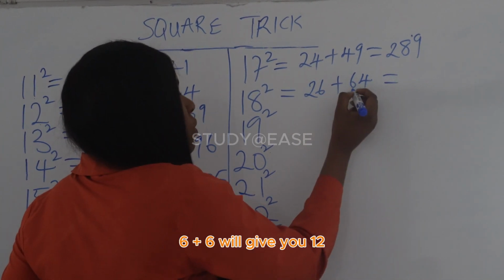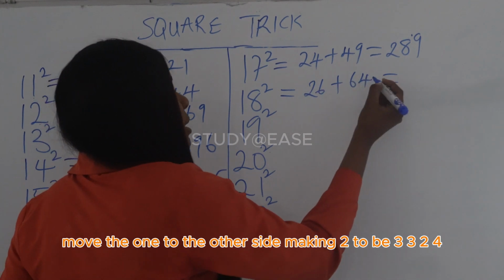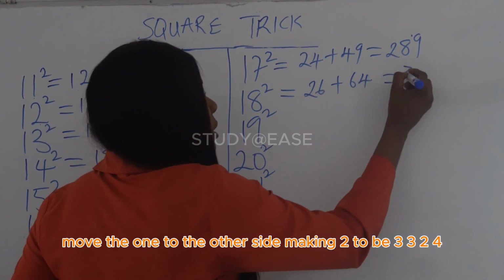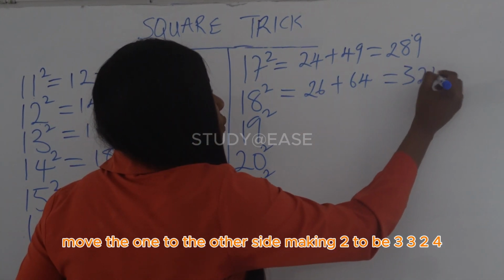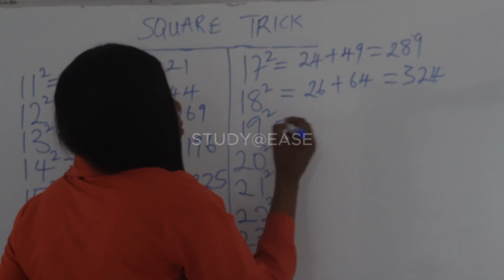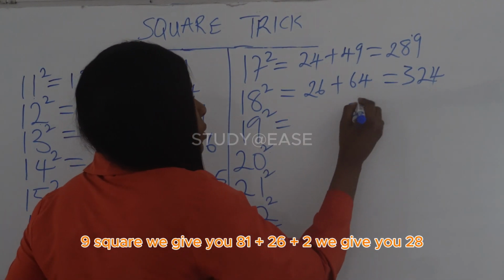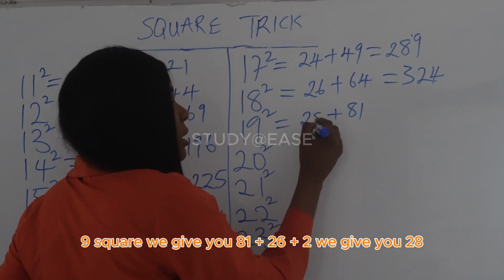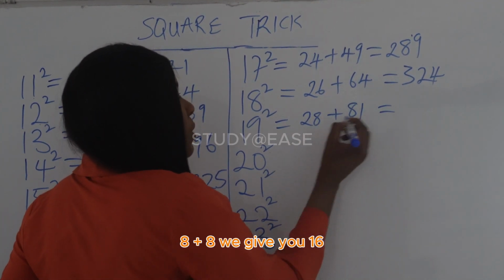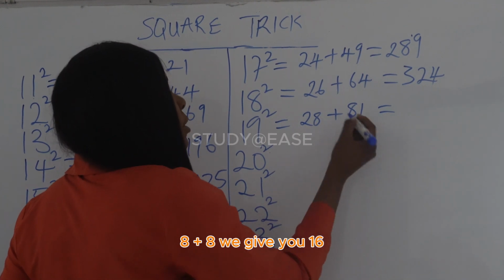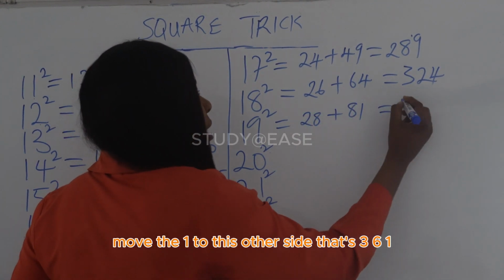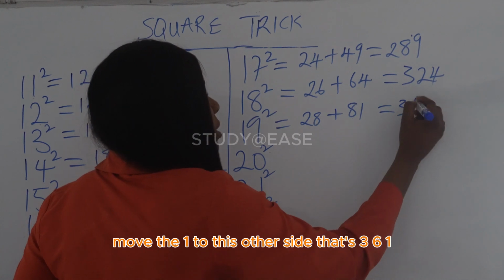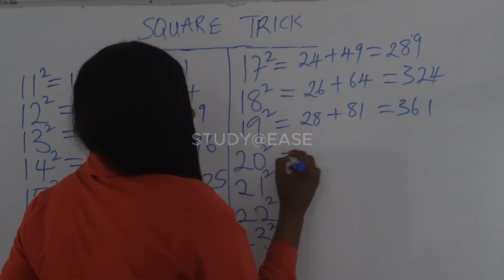6 plus 6 will give you 12. Move the 1 to the other side, making 2 to be 3. 3, 2, 4. 9 square will give you 81 plus 26 plus 2 will give you 28. 8 plus 8 will give you 16. Move the 1 to this other side, that's 3, 6, 1.